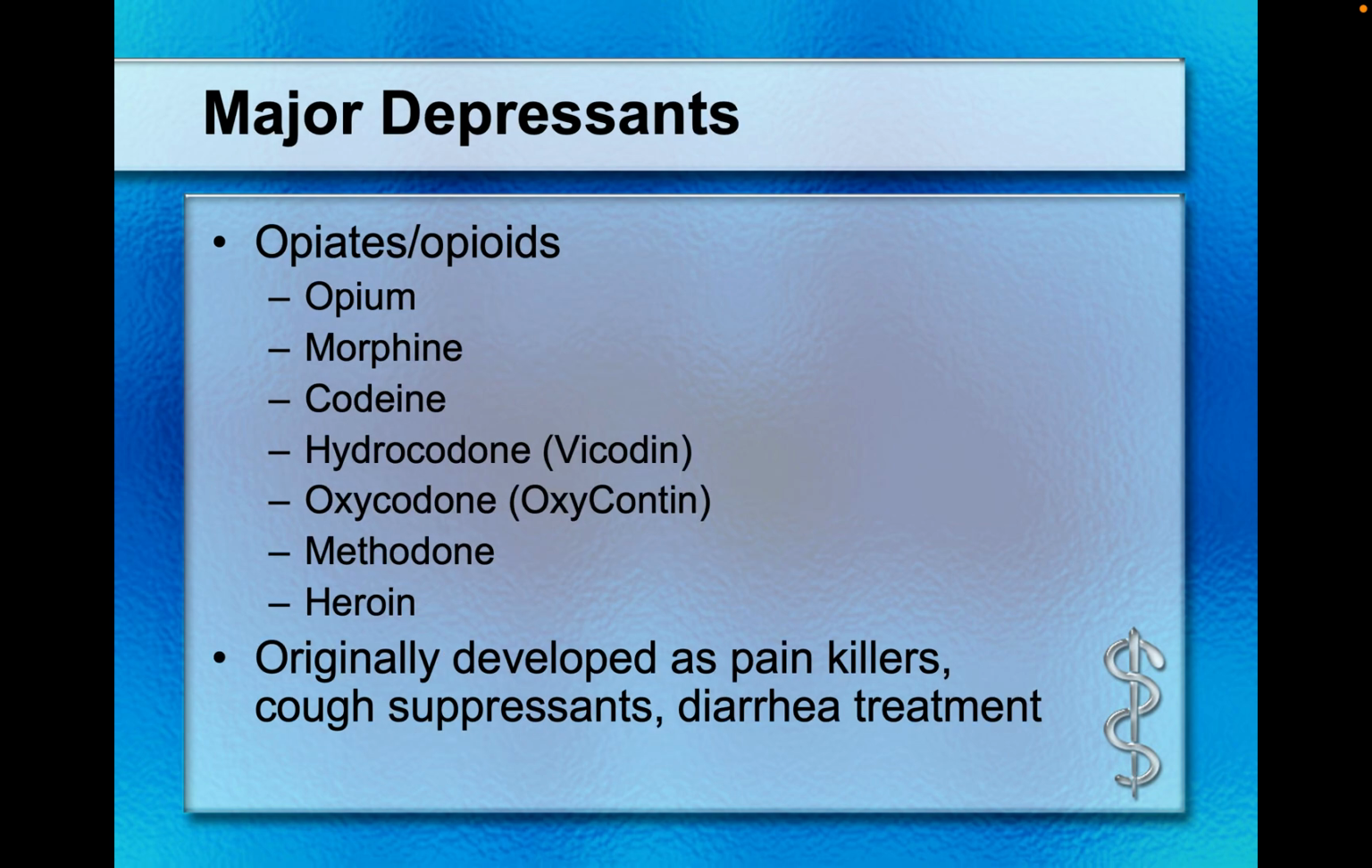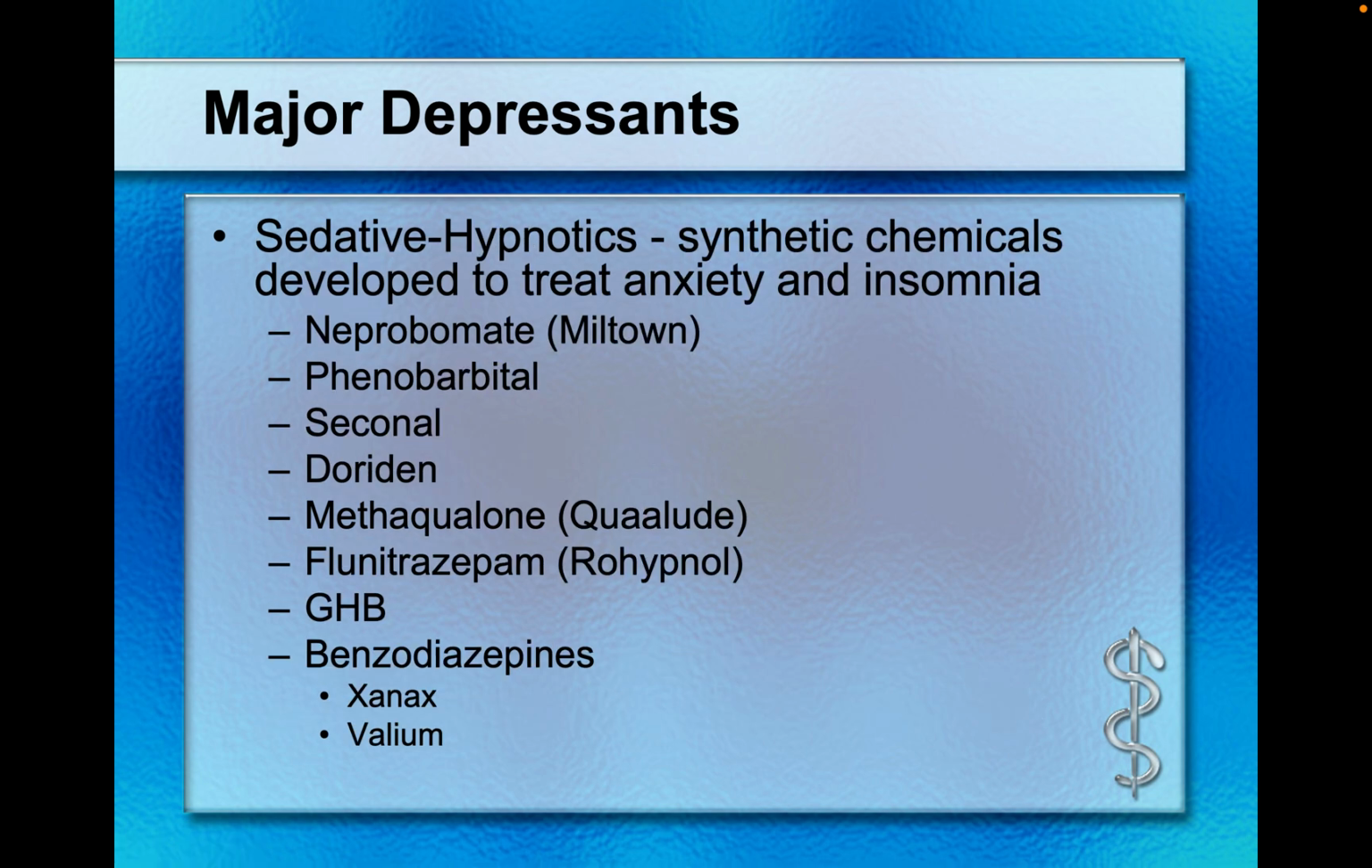Opiates and opioids include opium, morphine, codeine, hydrocodone, also known as Vicodin, oxycodone, also known as Oxycontin, methadone, and heroin. They were originally developed as painkillers, cough suppressants, and diarrhea treatments, and they still work as painkillers, cough suppressants, and diarrhea treatments. Sedative hypnotics are synthetic chemicals developed to treat anxiety and insomnia.